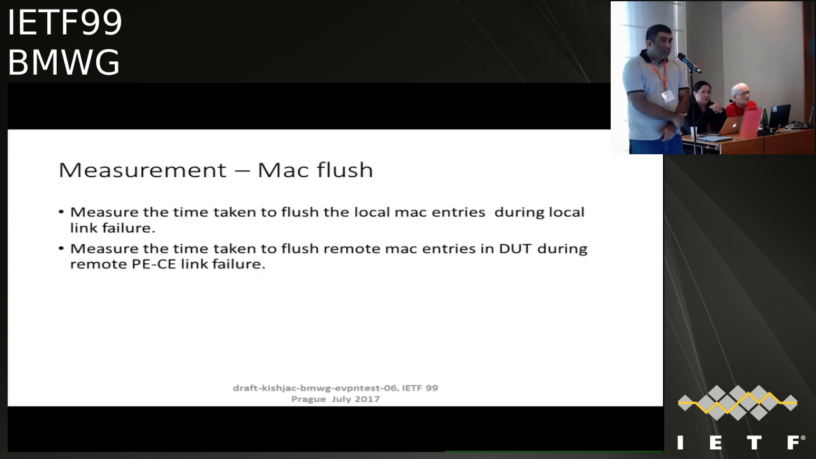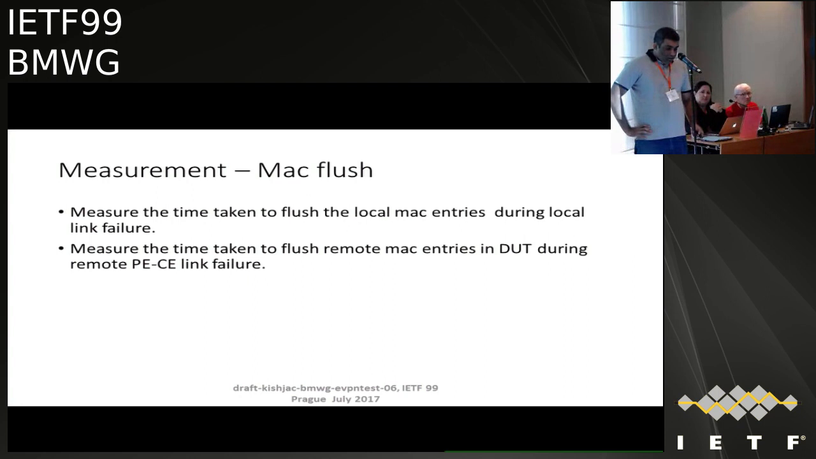like the ESI optimization, if a whole bunch of MACs time out associated with a certain Ethernet segment, you're not going to get individual withdrawals for that. You're going to get the withdrawal for the ESI, and then you're going to invalidate everything and tell your MAC table, hey, invalidate these MACs at this point.